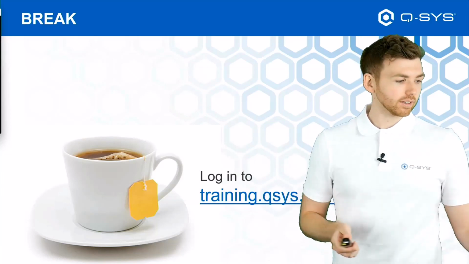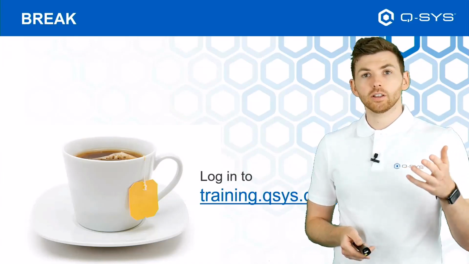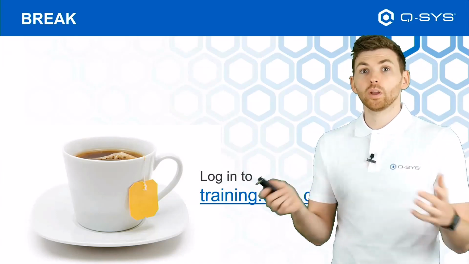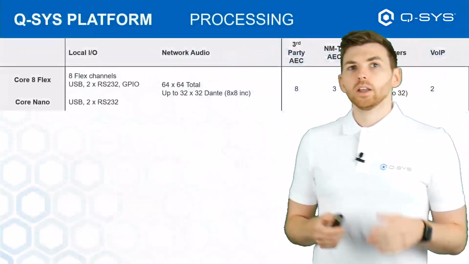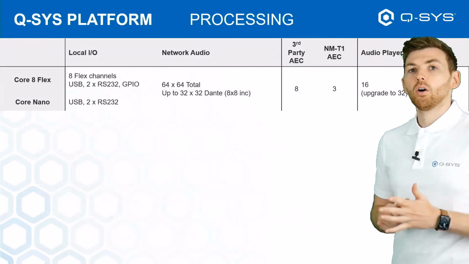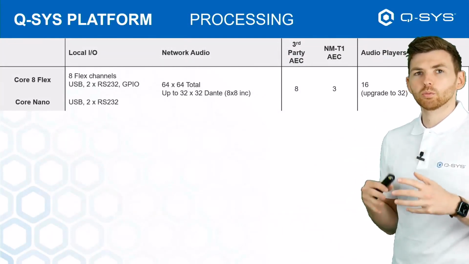Okay, well, it's actually fairly straightforward, particularly when you're doing conferencing, because there are a few really key factors that are going to push you into doing a bigger Q-SYS core. Now, here, what we've got is the actual specifications of the Core 8 Flex, the Core Nano, in terms of what's relevant to what we're doing here.